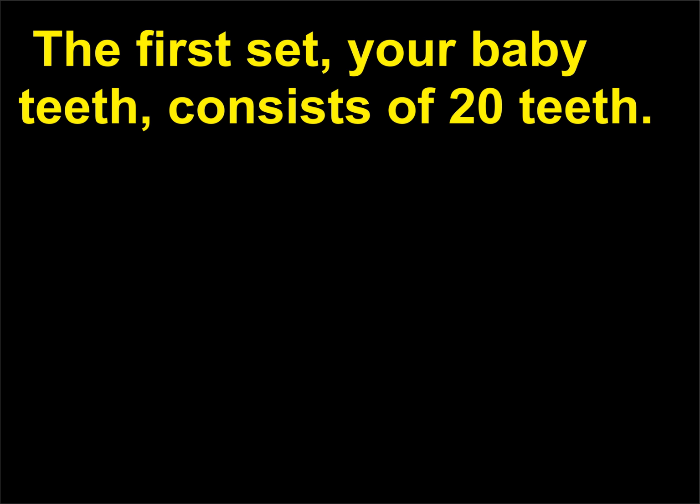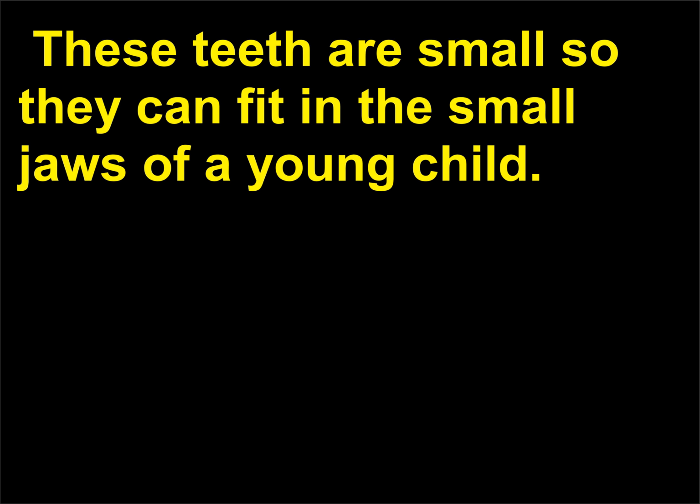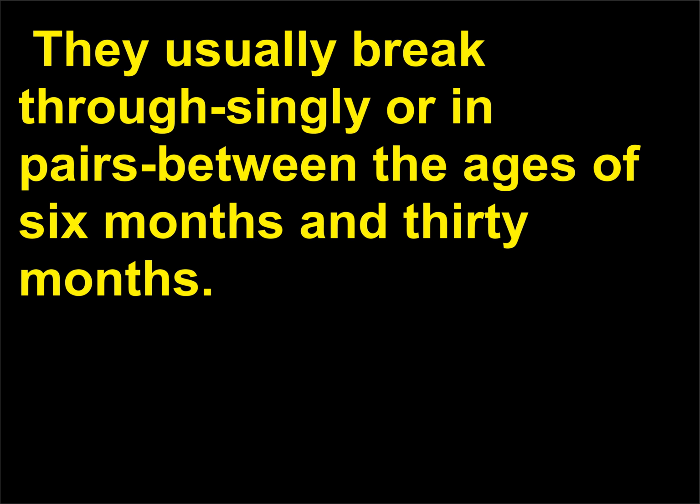You have 2 sets of teeth. The first set, your baby teeth, consists of 20 teeth. These teeth are small so they can fit in the small jaws of a young child. They usually break through singly or in pairs between the ages of 6 months and 30 months.